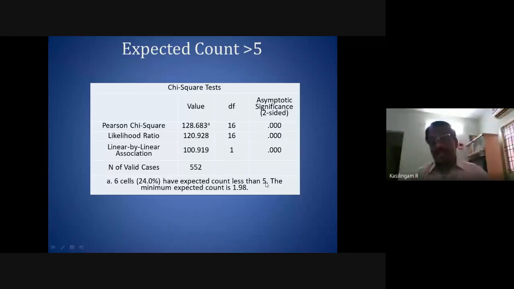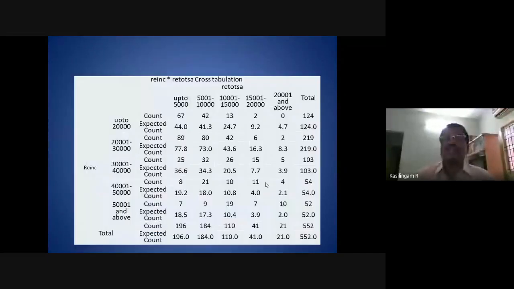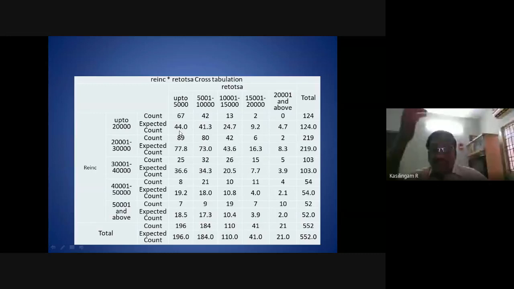Now we have seen the output by showing expected and observed. Do you remember this one? If you click that, expected will come. Now this is the count, this is the expected. This also we already got, I have copied. Now see expected count. It is 4.71, less than 5. Here 3.9, less than 5. Here 2.1. Which means 1, 2, 3, 4 cases.